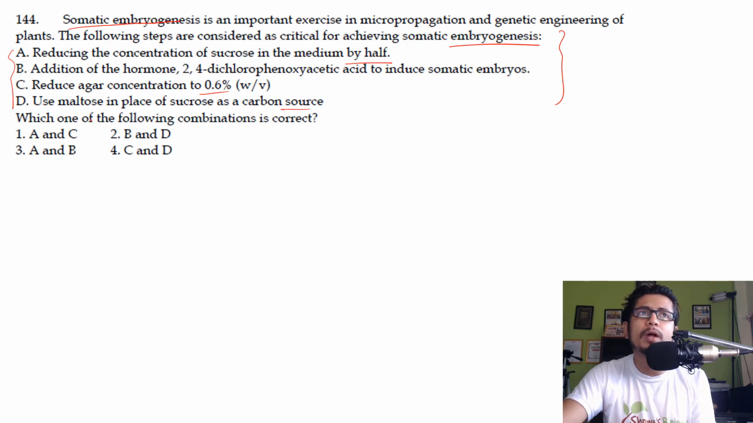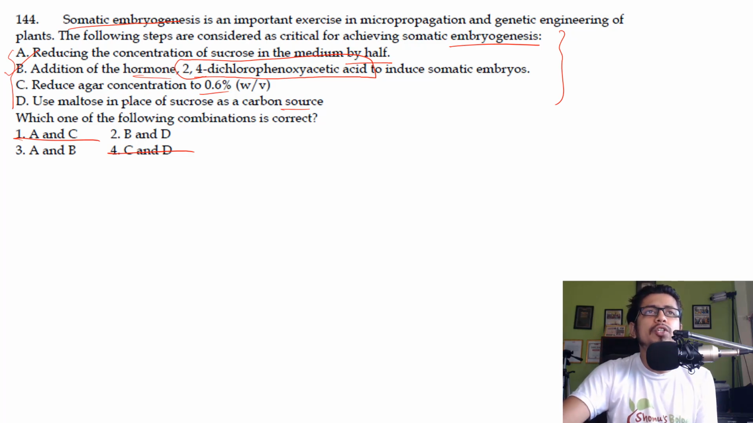And we know one thing is that for that reason, those cells need to be induced by the presence of a hormone, 2,4-dichlorophenoxyacetic acid. If you don't know that, you should remember B is correct. If B is correct, then we can eliminate option 1 and 4. Now we also know that sucrose is not generally used in this case as a primary sugar source. If we use sucrose, then the plant will take it up quite easily and grow into an adult plant. So we need to use maltose instead of sucrose. So D is also correct. That means option 2 carries both the information, is a correct one. So knowing these two important features of the somatic embryo, we can answer this question.